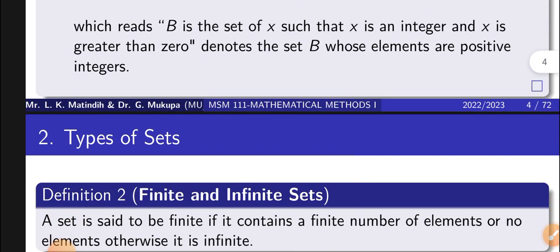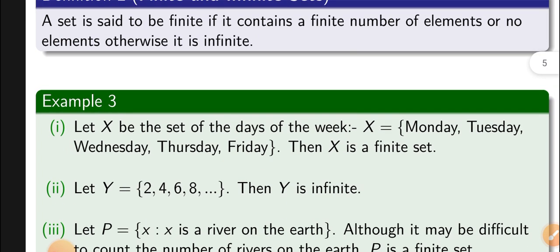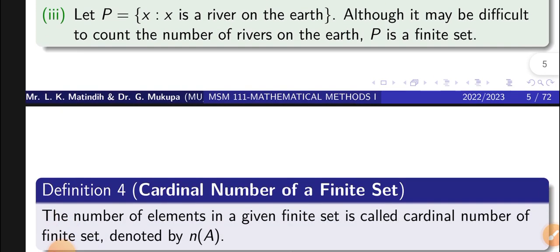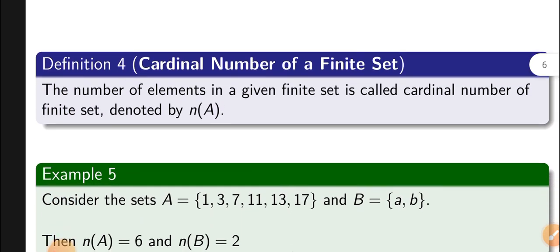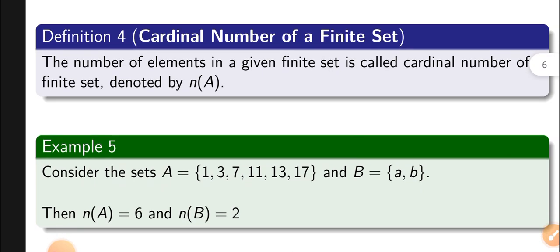So if you are able to count the number of elements contained in a set, then that set is a finite set. If you are unable to count the number of elements contained in a set, then that set becomes an infinite set. So I don't need to spend much time on that. So we come to the cardinality of a set.